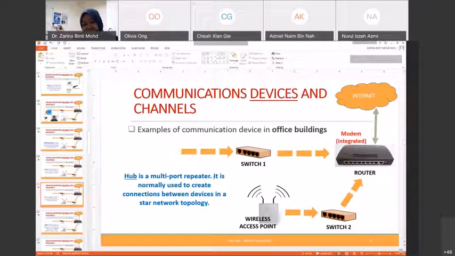So what is the function of a hub? It is used to create connections between devices in a star network topology. We have looked into the star network before this, isn't it? The communication device for the star network topology is the hub, the one that we put in the middle. So this is the function of a hub, basically, as a network device.